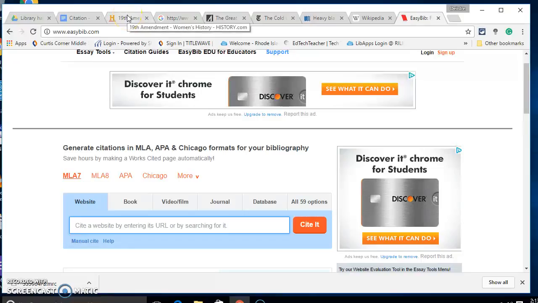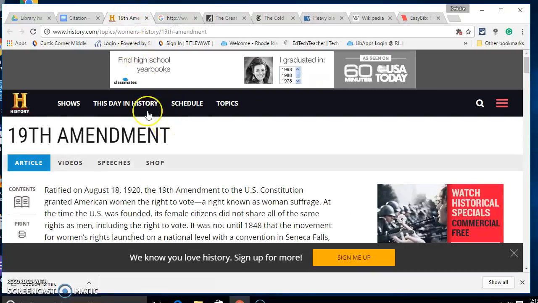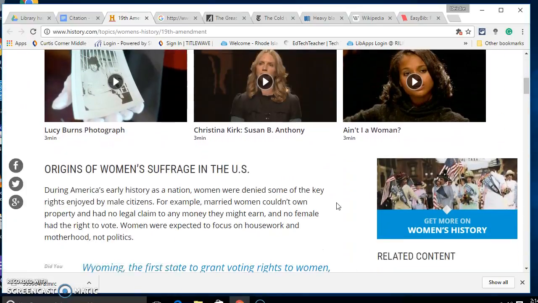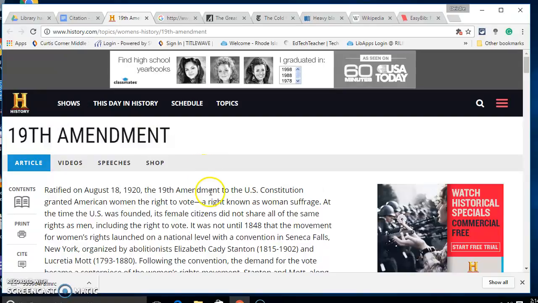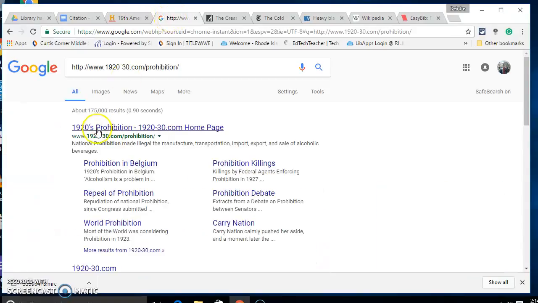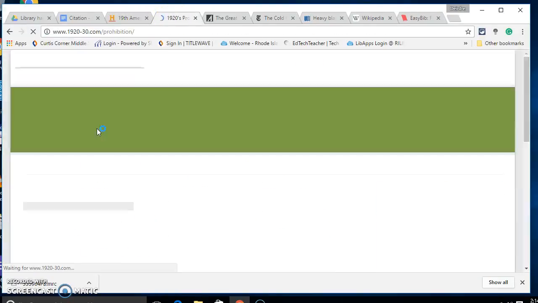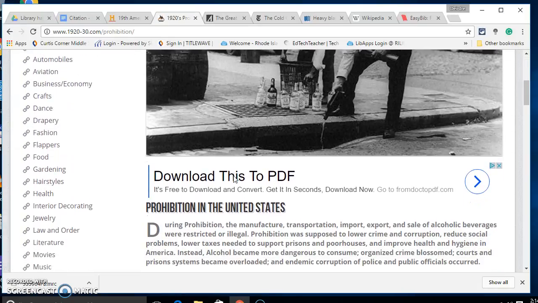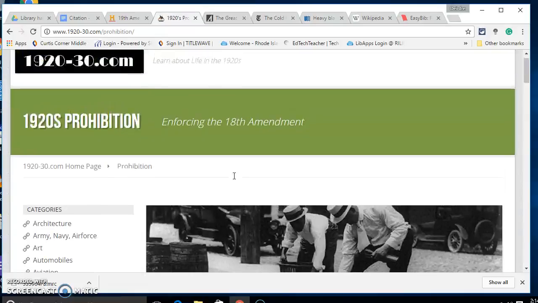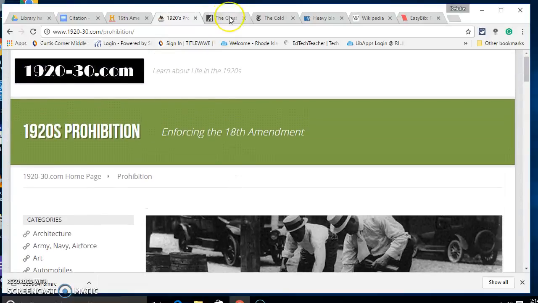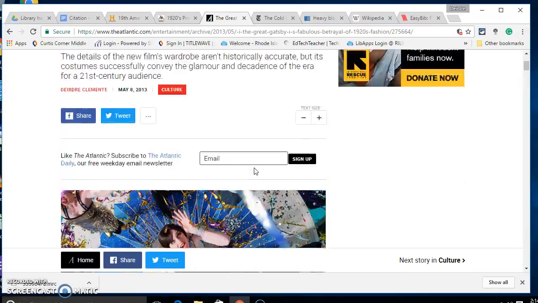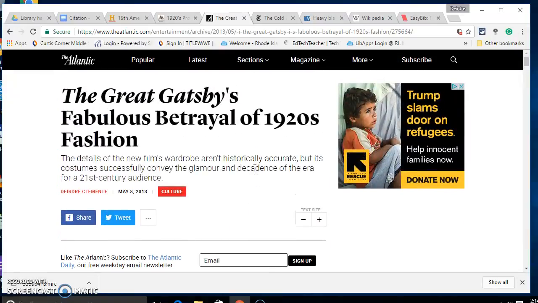Let's just take a quick look at some examples. So here I found a page about the 19th Amendment on history.com. This is a website. That's how I would cite that. As is this site, 1920s Prohibition webpage. This is also a website. This, however, is not. So how am I going to tell the difference?